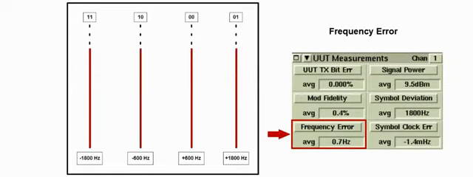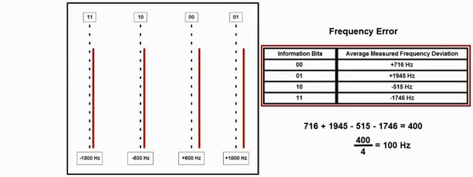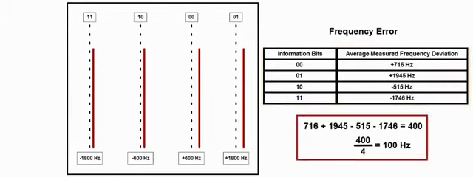Frequency error refers to the RF carrier frequency accuracy. A carrier frequency error would tend to shift all 4 deviations by the same amount. To determine the frequency error, we find the average frequency deviation for each of the 4 deviation points and then calculate the average over 144 symbols. In this example, the carrier has a positive offset. The frequency offset of each data point is averaged over 144 symbols. The average measured frequency deviation is then averaged over the 4 points to arrive at a frequency error of 100 Hz.